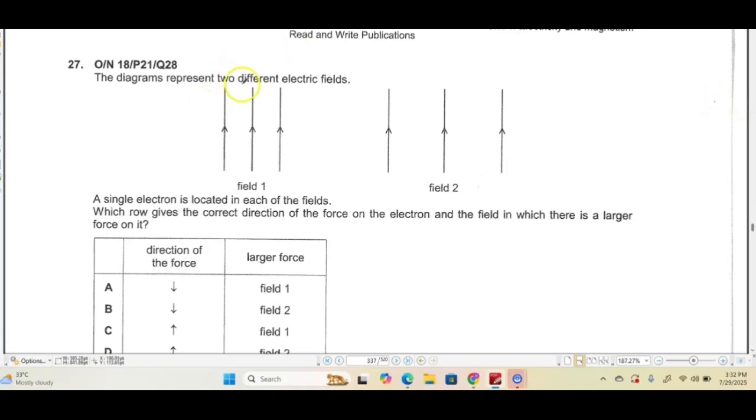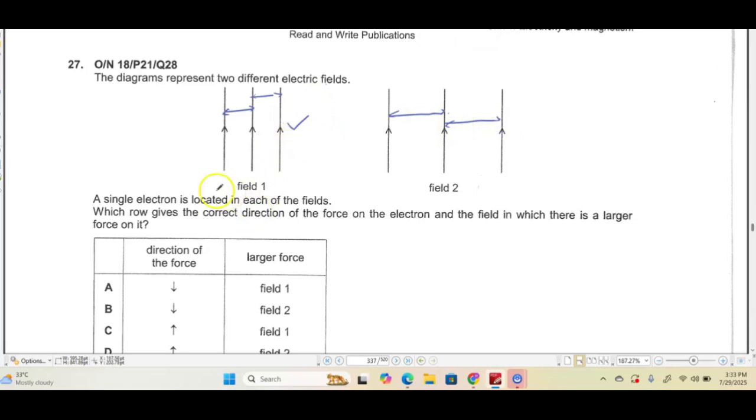The diagram represents two different electric fields. A single electron is located in each of the fields. Which row gives the correct direction of force on the electron and the field in which there is larger force on it? Now we can see that the distance between these lines is less than the distance between these lines. So the stronger force experienced would be in field 1.